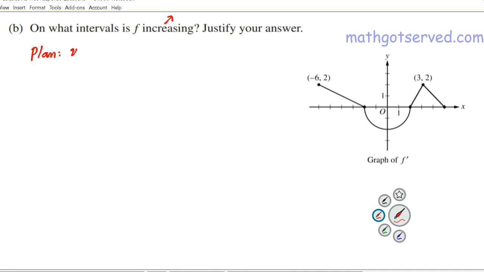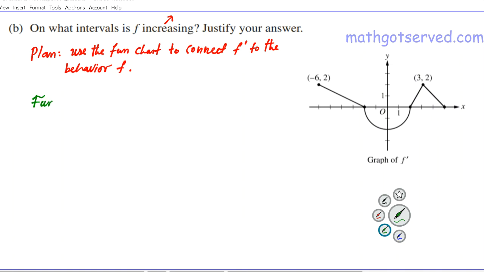Okay, so the plan is to use the fun chart to connect f prime to the behavior of f. Alrighty, is it the concavity? Is it the sign? So the fun chart will help us to determine what the connection is, and then we can use it to answer the question. Alrighty, so let's go ahead and generate our fun chart.